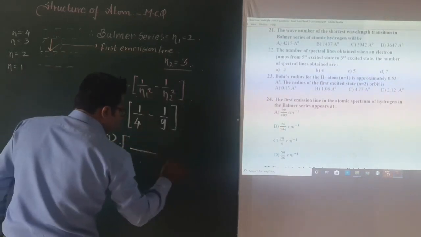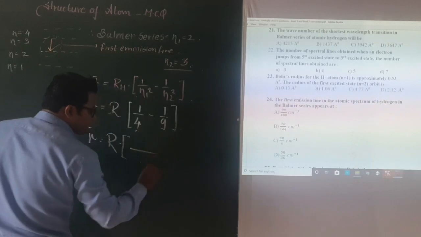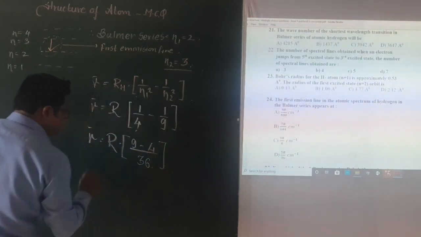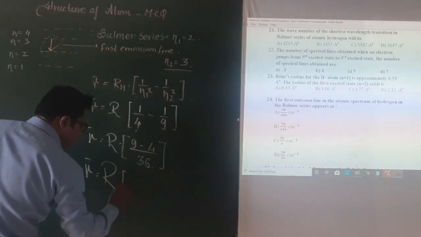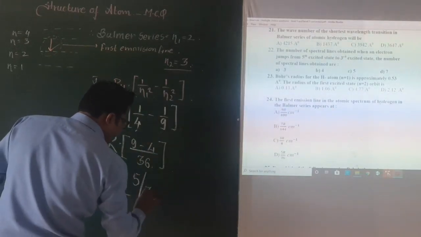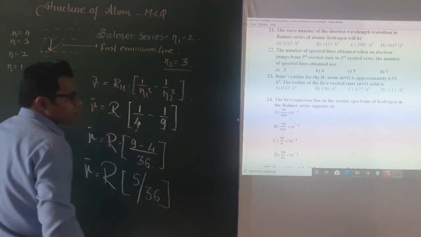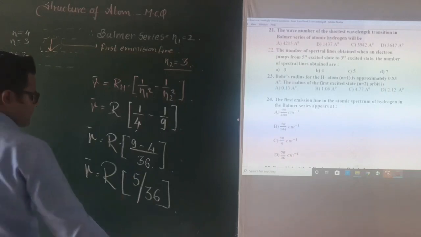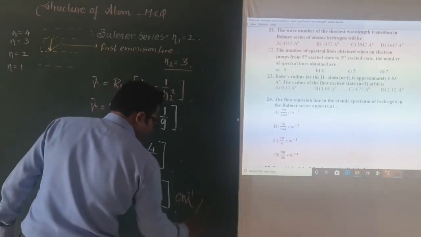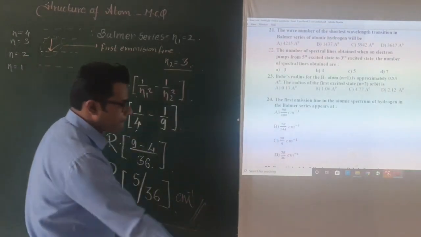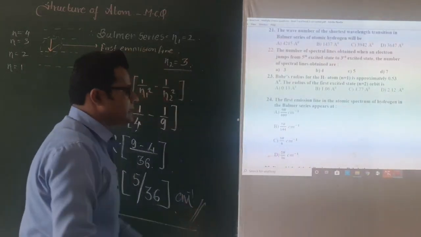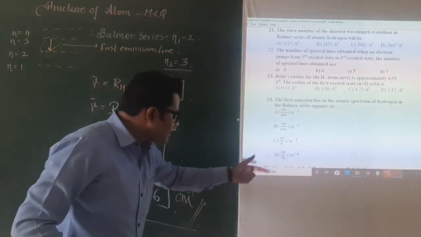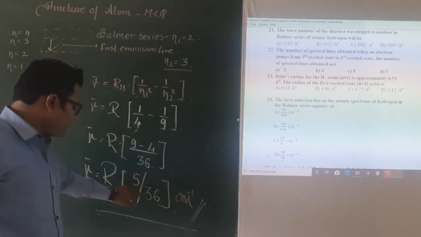So taking the LCM over here, that is going to be 36, so 9 minus 4, R in the bracket of 5 over 6. Okay, so if you observe this, the answer is going to be D. So we have that answer D over here, 5R by 36, so R into 5 over 36.